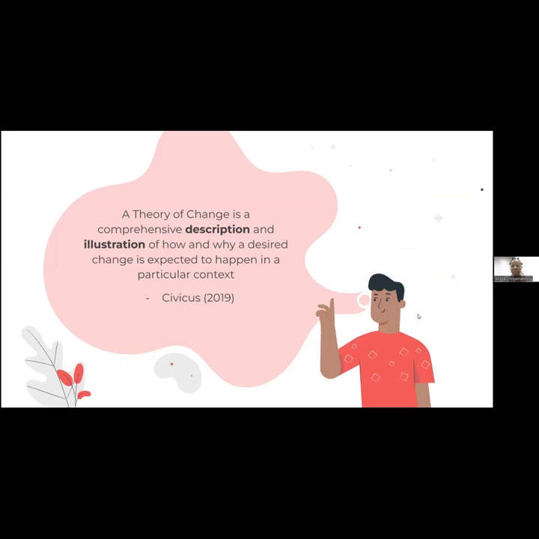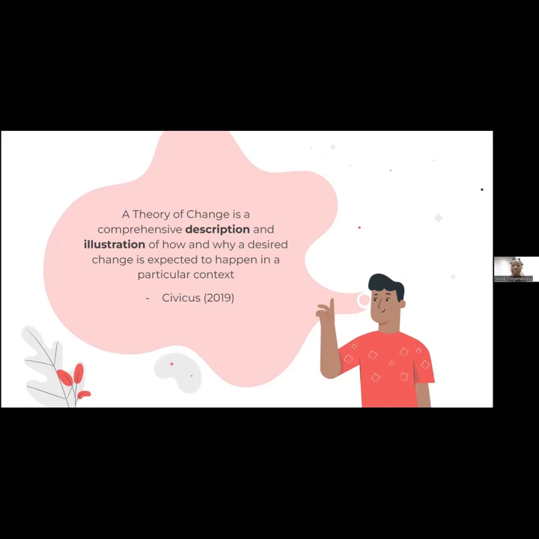This is the definition of a theory of change that I got from the Civicus publication from 2019 that I really love. A theory of change is a comprehensive description and illustration of how and why a desired change is expected to happen in a particular context.